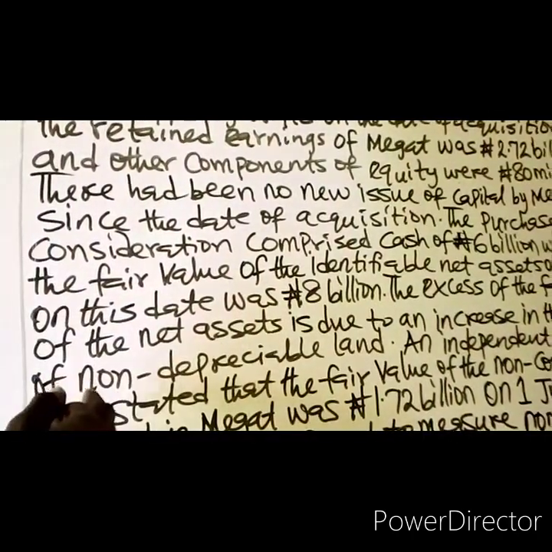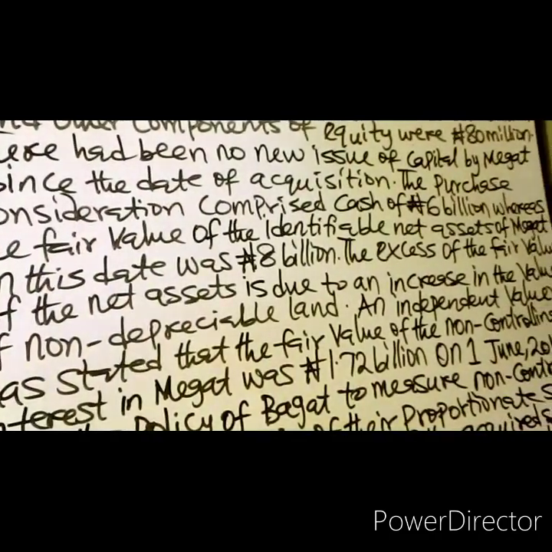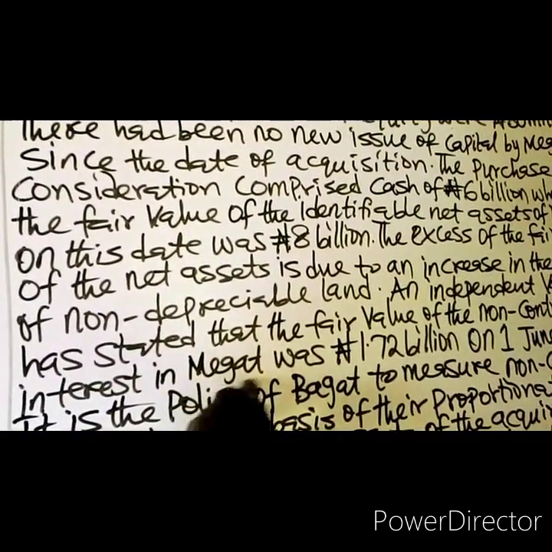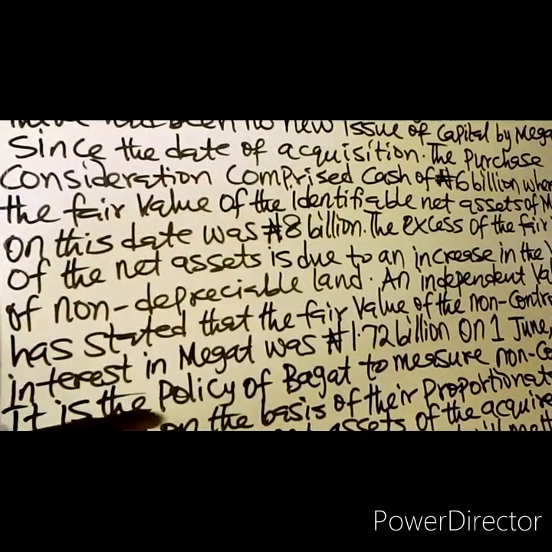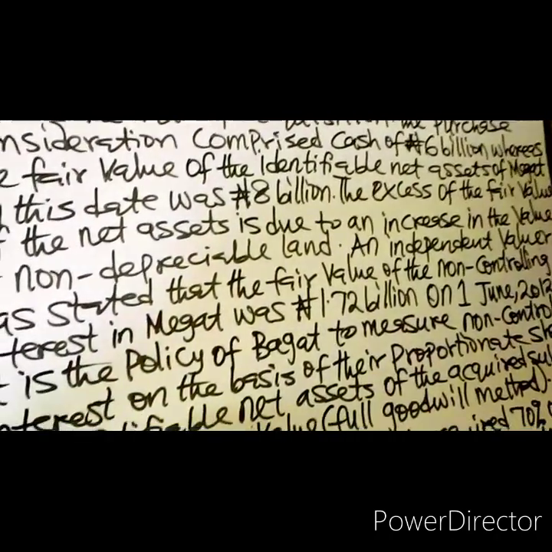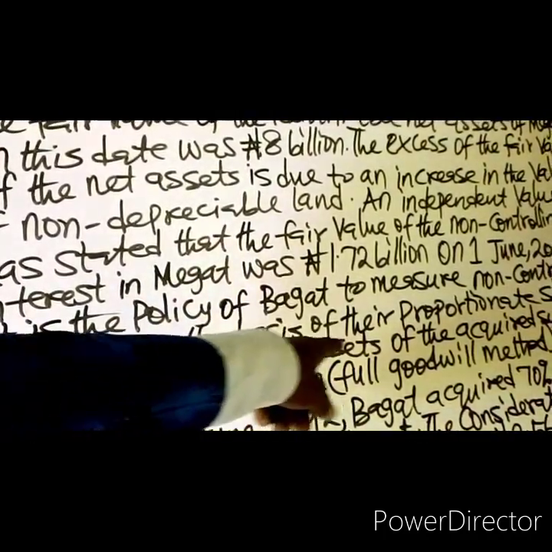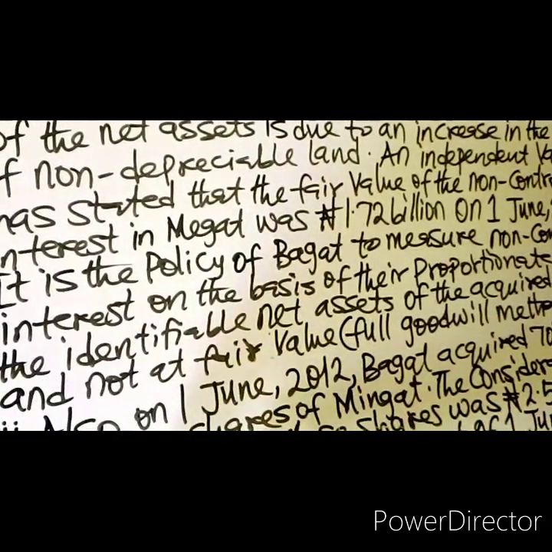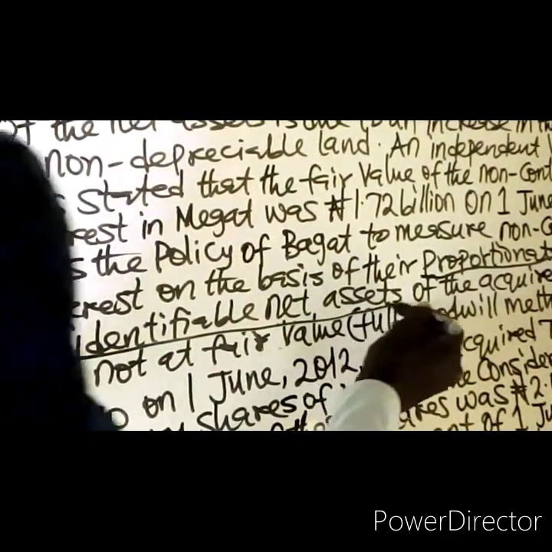The excess of the fair value of the net assets is due to an increase in the value of non-depreciable land. An independent valuer has stated that the fair value of the non-controlling interest in Megat was 1.72 billion on 1st of June 2012. It is the policy of Megat to measure non-controlling interest on the basis of their proportionate share in the identifiable net assets of the acquired subsidiary and not at fair value, full goodwill.